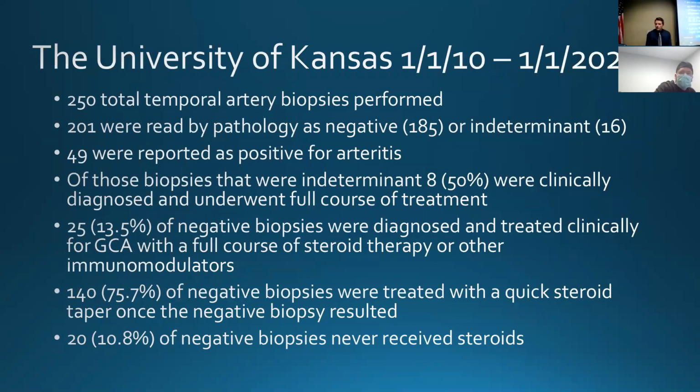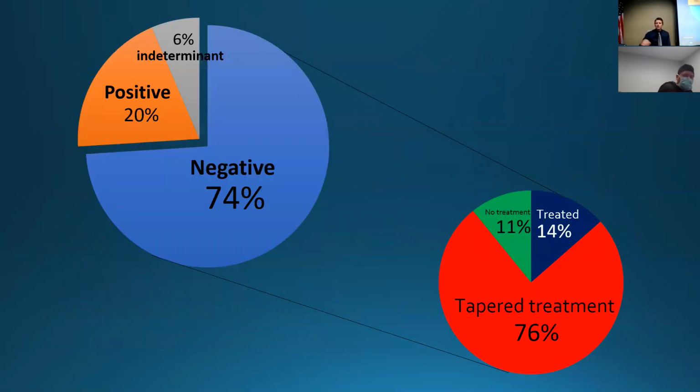This is a lot of words on this page, but 250 total temporal artery biopsies were performed. 201 were read as negative or indeterminate, with 185 being negative and 16 indeterminate, and 49 were reported as positive for arteritis. Of the positive cases, all of them went on to receive a full course of prednisone treatment. Of the indeterminate biopsies, 50% of the 16 patients went on to receive a full course of treatment, with the other 50% getting a short tapered course.